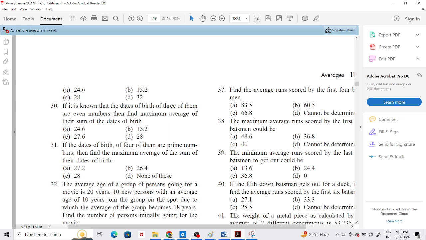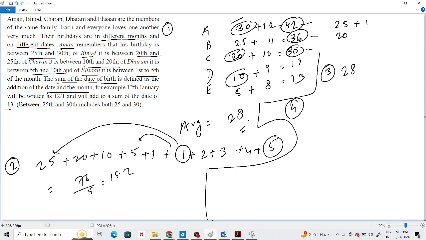Now come to number 31. If the dates of birth of 4 of them are prime numbers, then find the maximum average. So how can I make them prime numbers? So I have these 30, 25, 20, 10 and 5, right? How can I make them these prime numbers? Also I have to find out the maximum average.